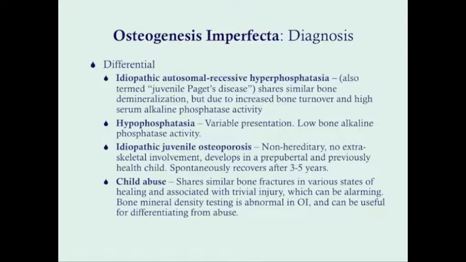Differential diagnosis includes idiopathic autosomal recessive hyperphosphatasia. This is also called juvenile Paget's disease. This shares bone demineralization properties, but this is due to increased bone turnover and high serum alkaline phosphatase activity. And so what you can do very easily to get a differential from this is to include in your workup an alkaline phosphatase level. In juvenile Paget's disease, the alkaline phosphatase level will be very high, whereas in osteogenesis imperfecta it will not be.